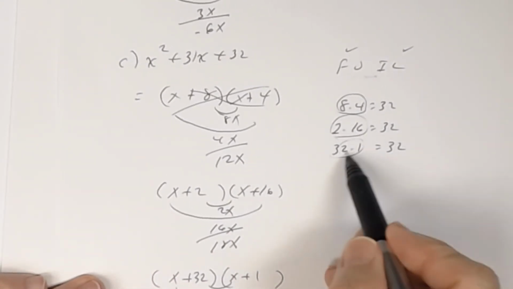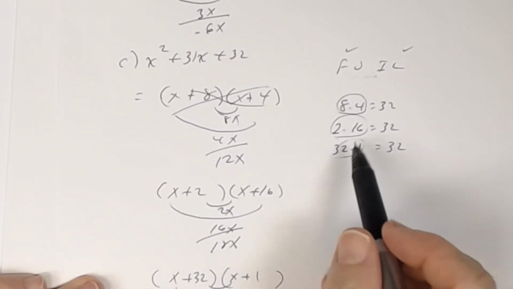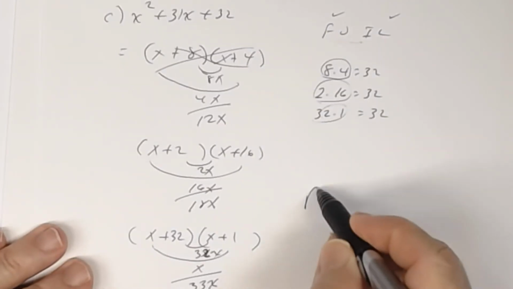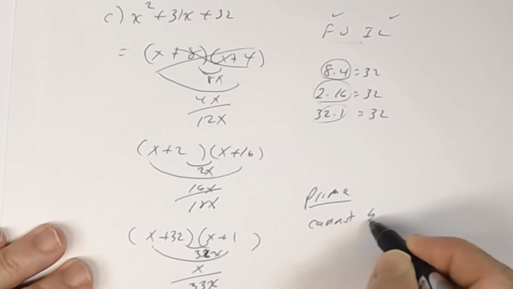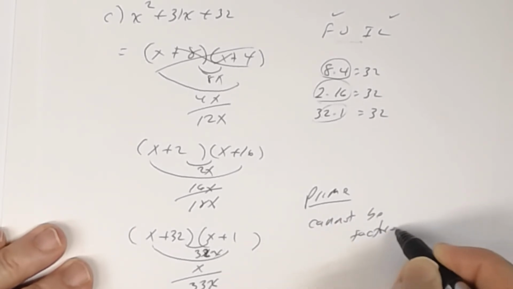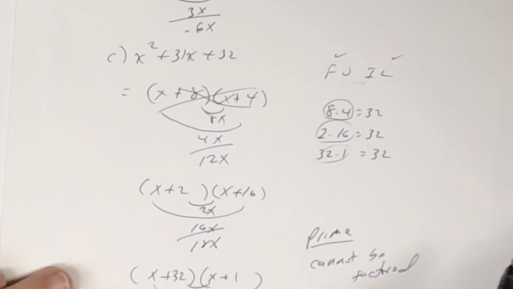So I've exhausted all possibilities. So what that means is that this is prime. Remember, prime means it cannot be factored. Okay, it cannot be factored. So in letter C, you're going to write the word prime.